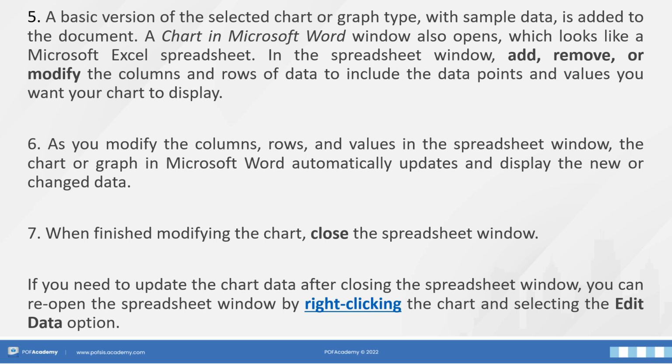Then, sixth step, as you modify the columns, rows, and values in the spreadsheet window, the chart or graph in Microsoft Word automatically updates and displays the new or changed data. And the last step, when finished modifying the chart, close the spreadsheet window. But if you need to update the chart data after closing the spreadsheet window, you can reopen it by right clicking the chart and selecting the edit data option.